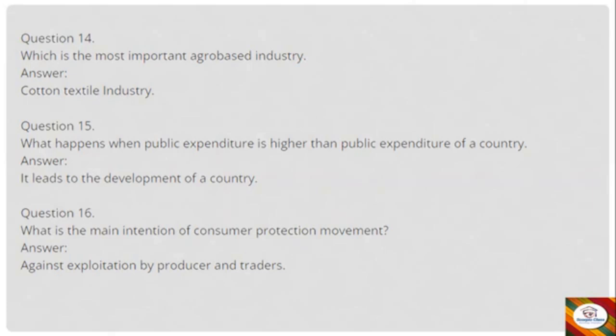Question 16. What is the main intention of the consumer protection movement? Answer, against exploitation by producers and traders. So what is its main intention? To go against exploitation by producers and traders.